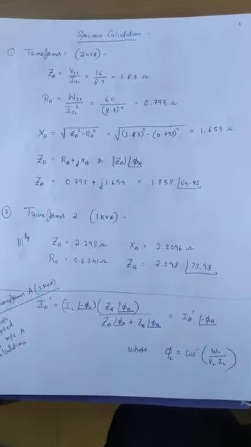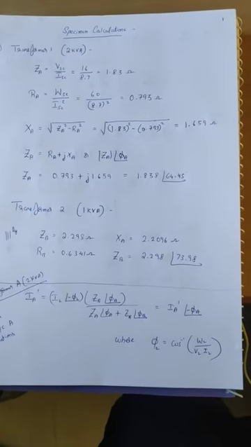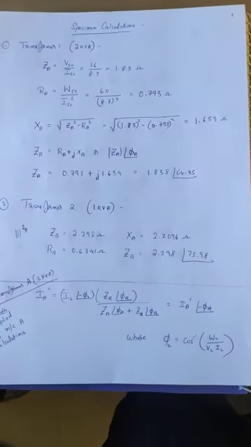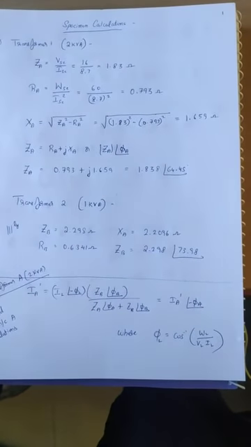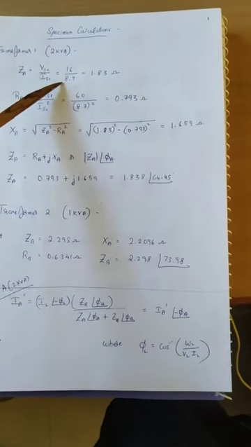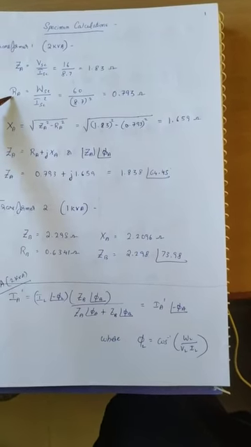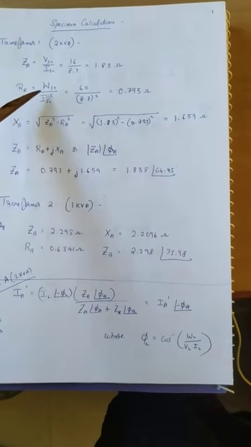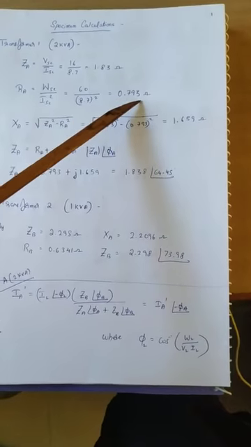So coming to the calculation, we have impedance calculation for first transformer 1, which is 2 kVA rating. First we calculate ZA, which is obtained by VSC by ISC. As per the reading that we have got, VSC is 16, ISC is 8.7. If you take the ratio, we will be getting 1.83 ohms. Then we will be calculating resistance RA, if we call this as transformer A, WSC by ISC square, which will get us 60 by 8.7 square, which is 0.793 ohms.